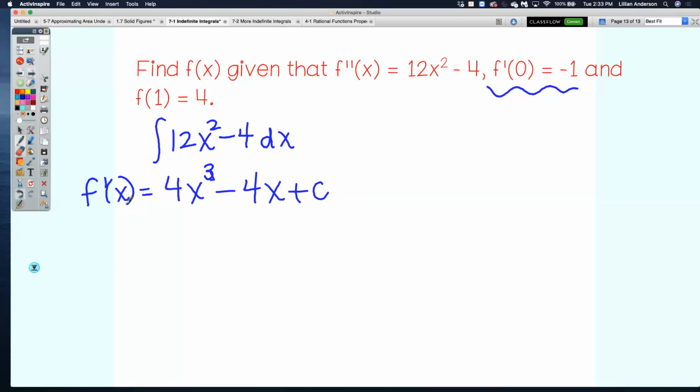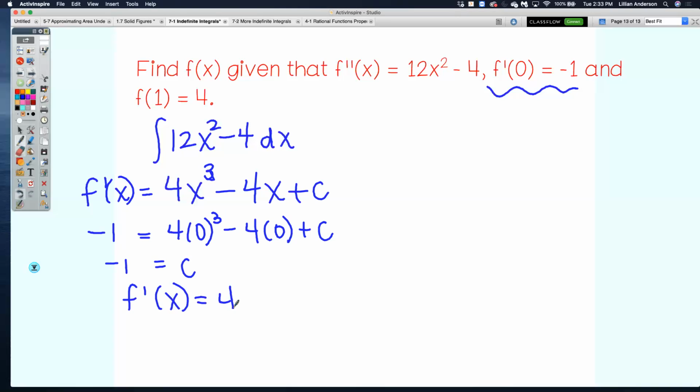Okay? So to find c, that particular constant, I need to use that information that f prime of 0 is equal to -1. So I'll plug -1 in for f prime of x. Then I'll plug in 0 for my x's to find out that my constant is equal to -1. So my first derivative was 4x to the third minus 4x minus 1.